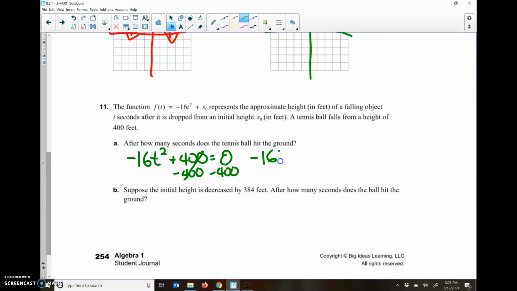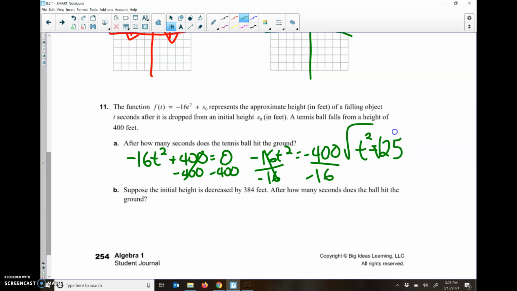So I have negative 16t squared equals negative 400 now. We're going to divide both sides by negative 16. And negative 400 divided by negative 16 is 25. And so now I have t squared equals 25. The opposite of squared is square root. So then we find out that t equals 5 or negative 5. Except in this case, negative 5 doesn't really make sense because you can't have negative 5 seconds. So after 5 seconds, if you drop a tennis ball from a height of 400 feet, it's going to hit the ground.